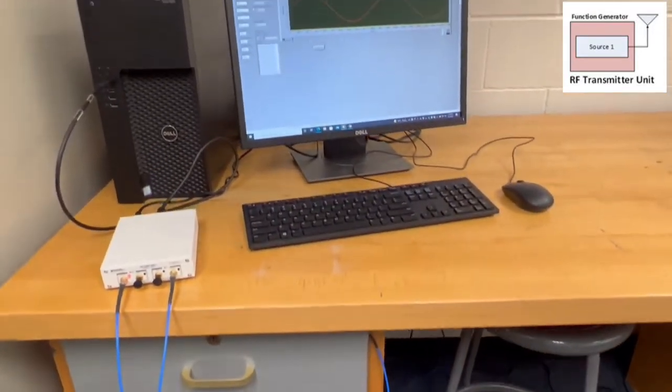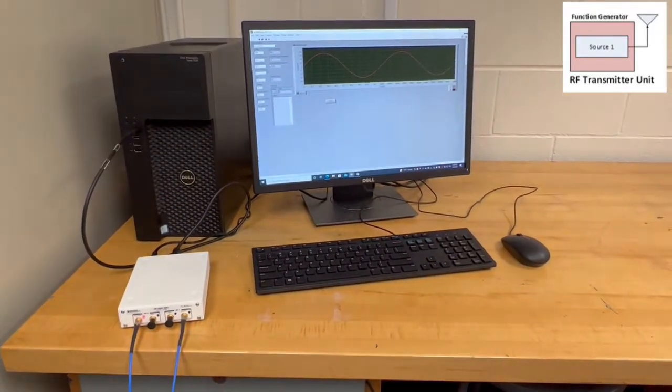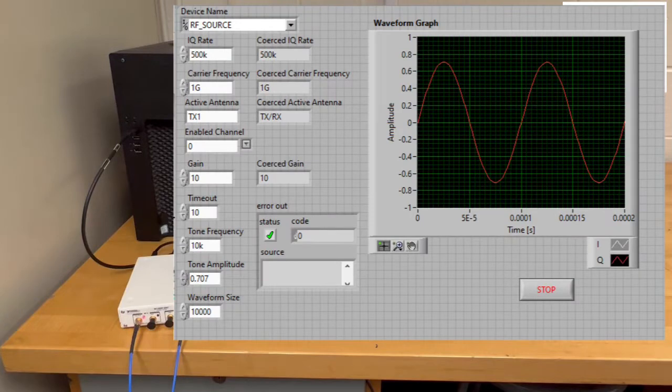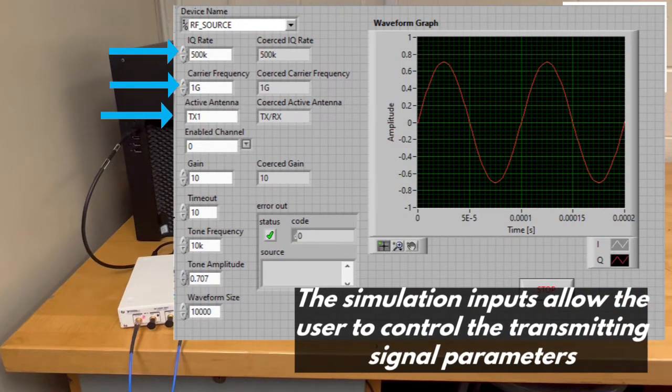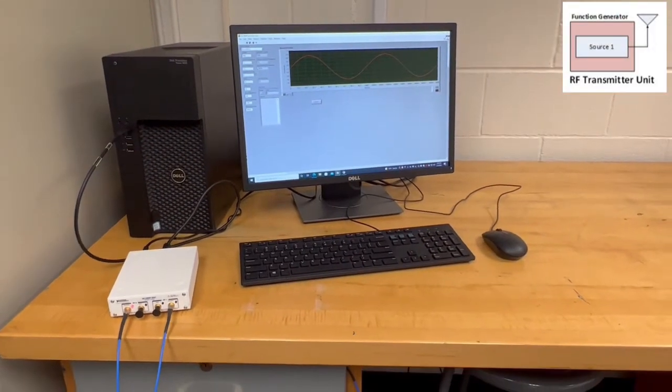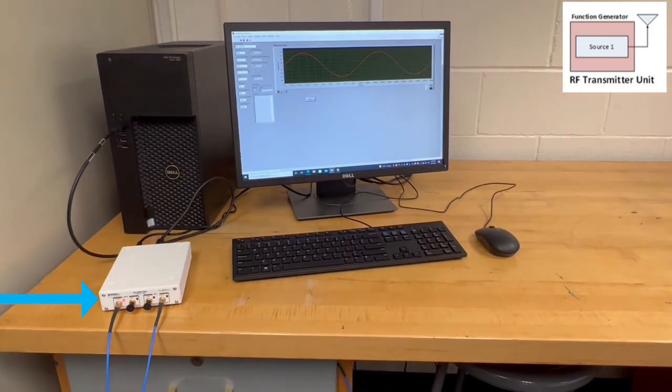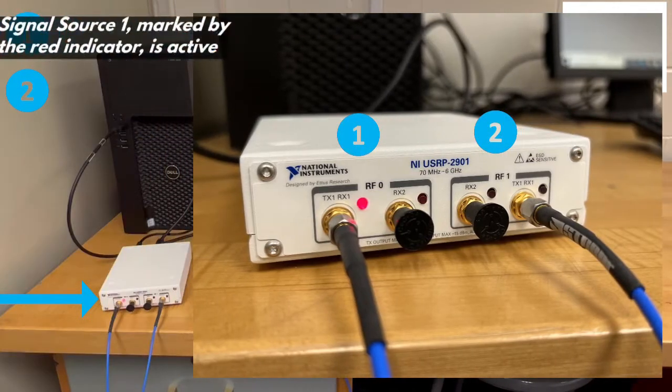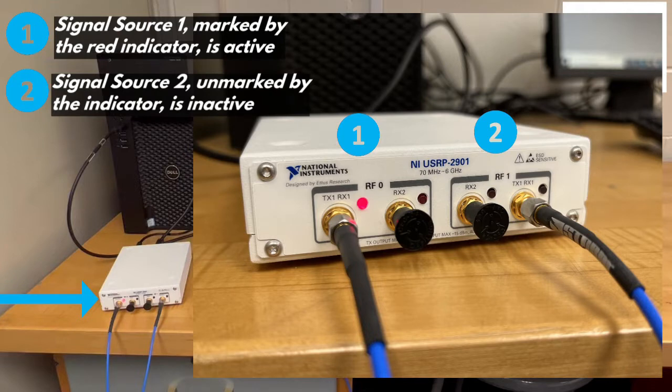On the host computer, we are using LabVIEW to interface with the USRP 2901 and transmitting our signal. On the front panel of LabVIEW, the various simulation inputs allow us to control the signal parameters. In this case, we're using a carrier frequency of 1 GHz on the transmitting port of enabled channel 0. On the USRP 2901, you can see that our signal source is marked by the red indicator. In the future, we'll be using a second signal source, however in this case it is currently inactive.